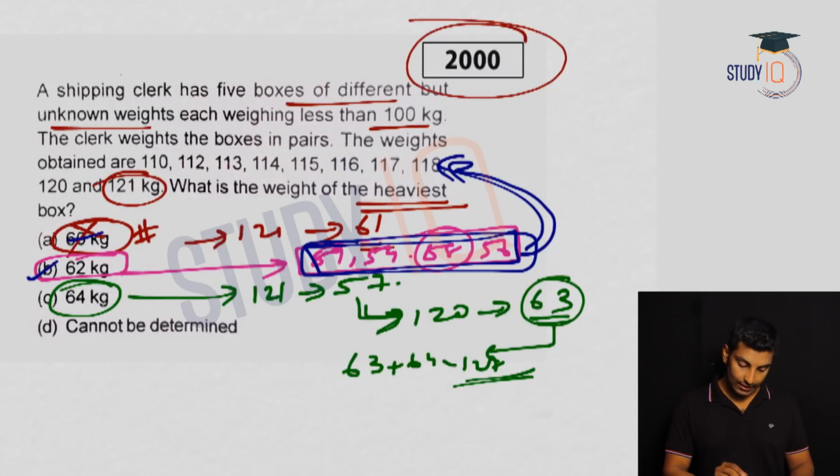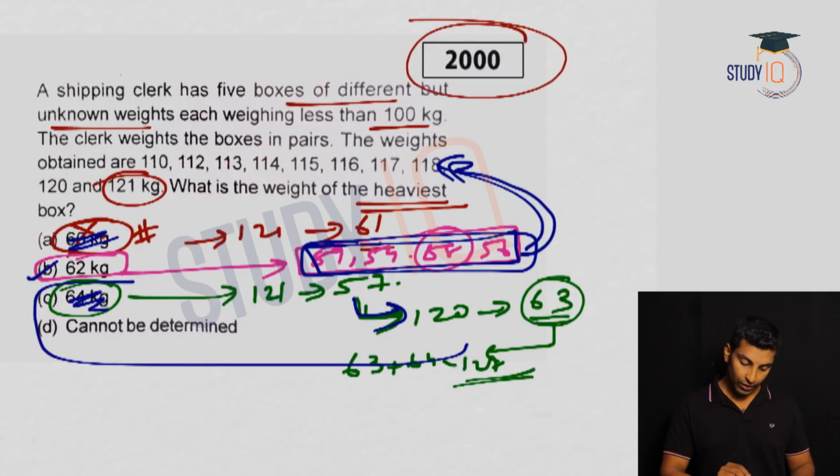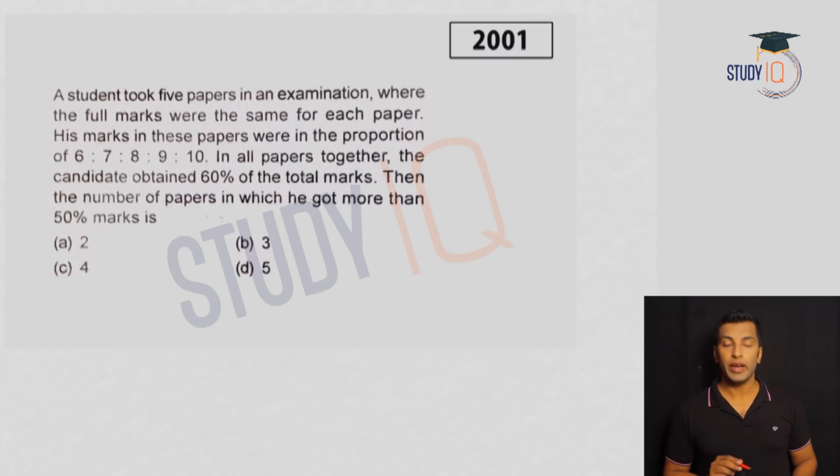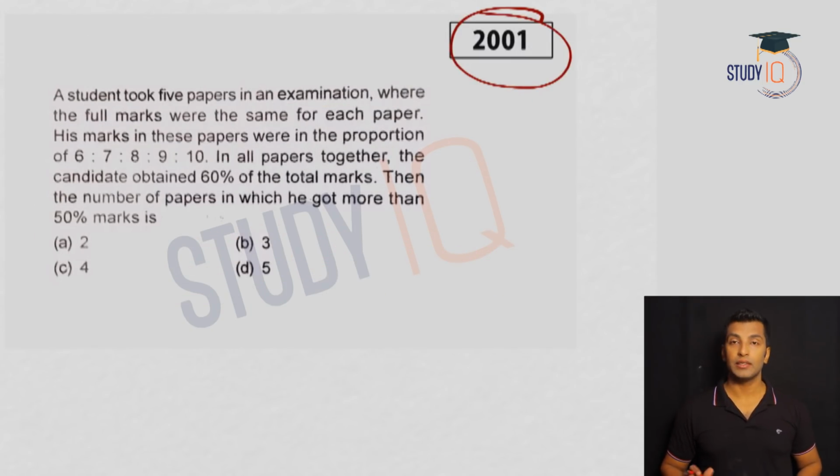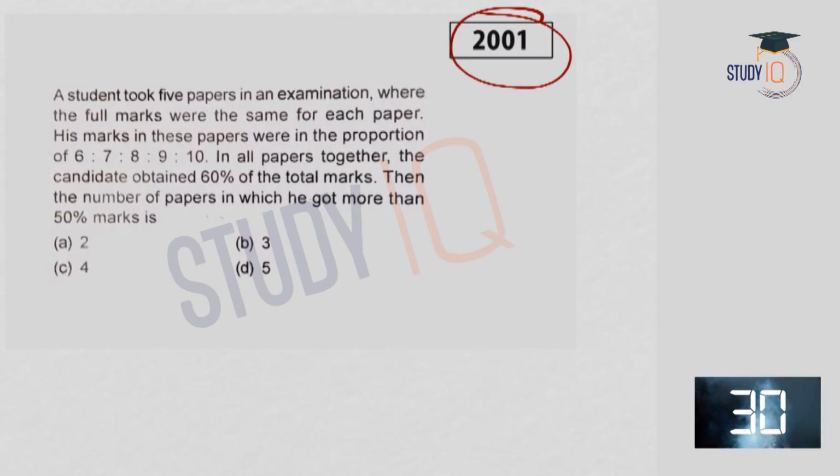I hope you understood why 60 is wrong and why 64 is wrong. If you continue the same steps that I have done in the case of 64, you will get 62, and then there is no need to go for cannot be determined. So the answer for this question is B for Bombay. Slightly complex question, but still you can solve it in this way. Take a minute and solve this question, 2001 question.